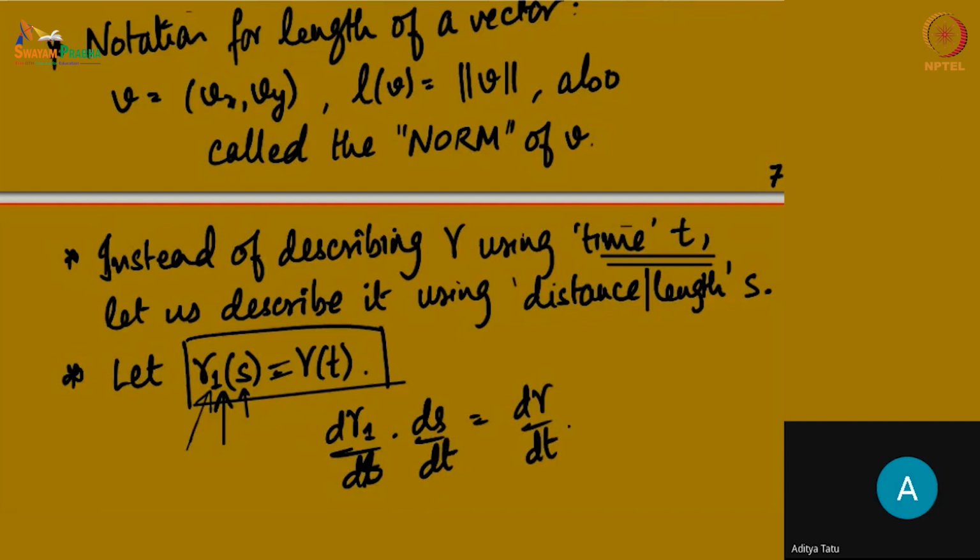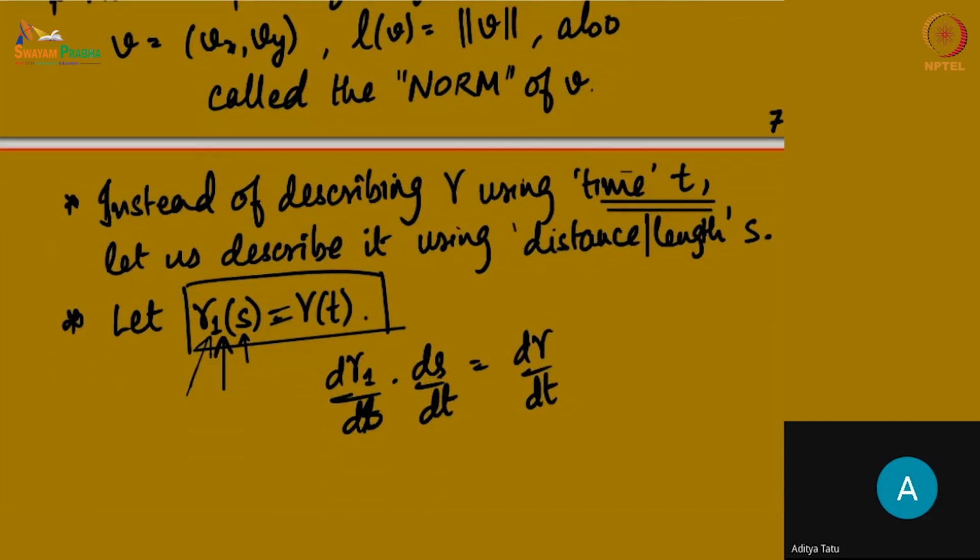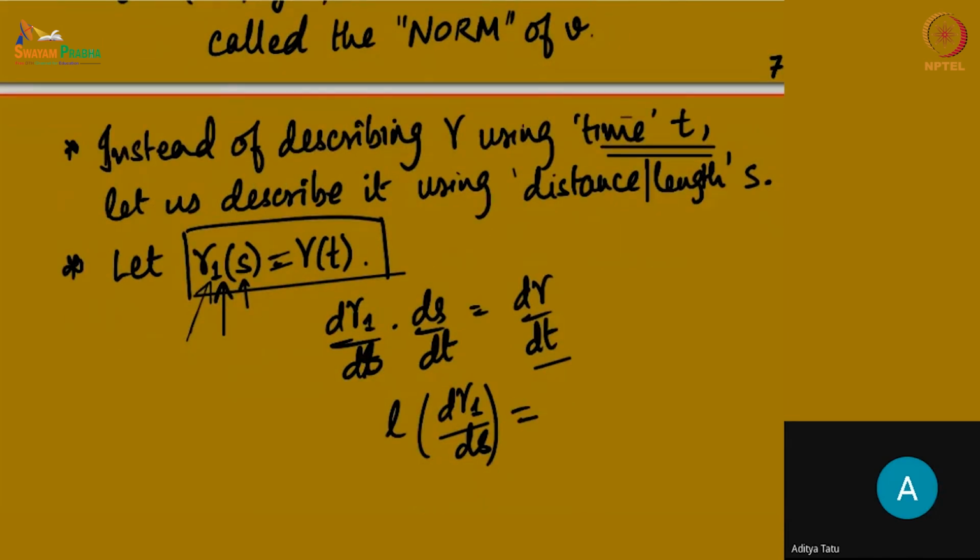What is ds by dt? Rate of change of distance with respect to time. Speed. What is on the right hand side? That's also speed, isn't it? dγ by dt. So the length of the speed of the new description, what would that be? These two have the same length, isn't it? So this would be 1.